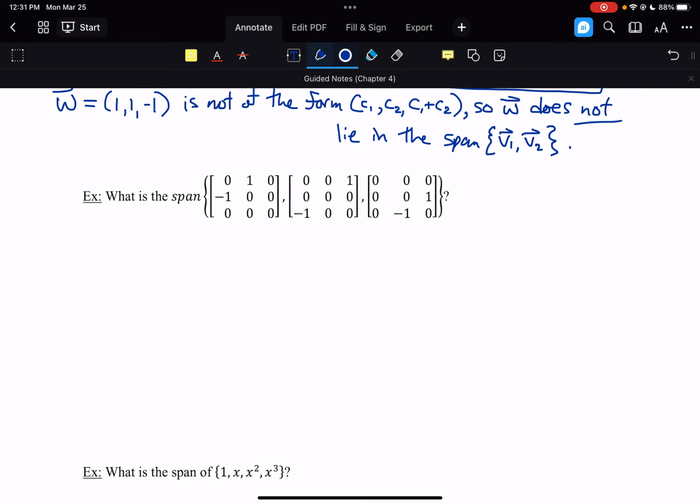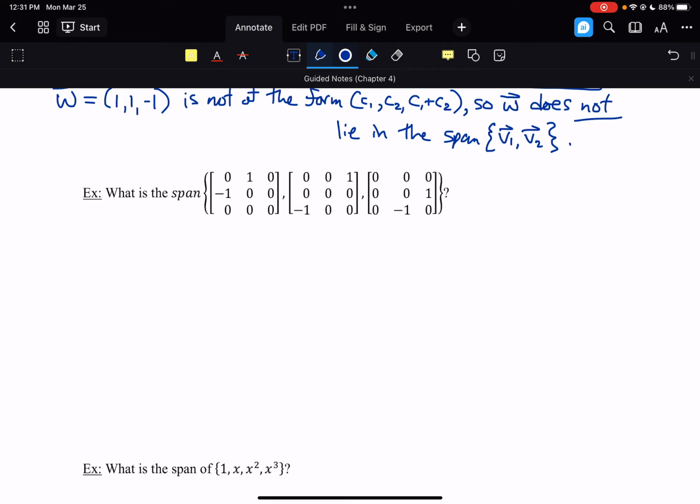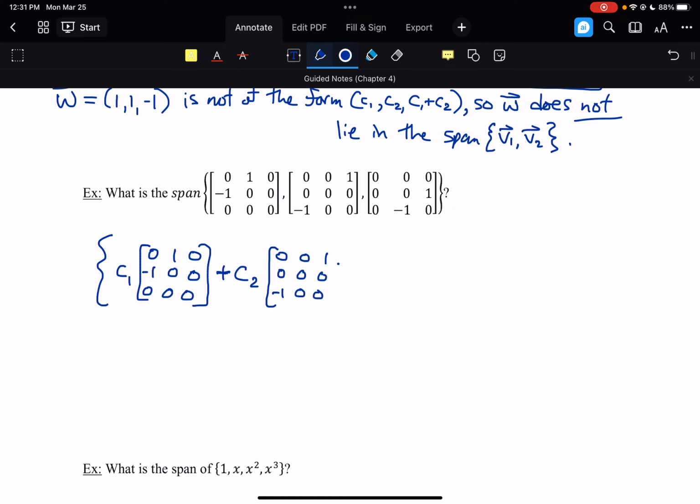What is the span of this set of matrices? So we have three matrices here. The span of those matrices is any matrix that can be created using a linear combination of these. So we're going to have a set with C1 times this first one plus C2 times the second one plus C3 times the third one.